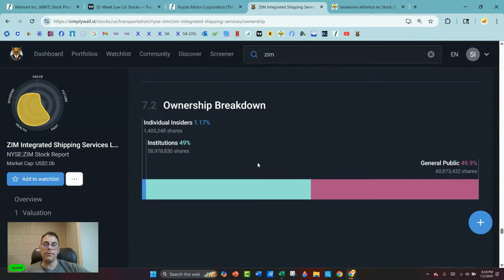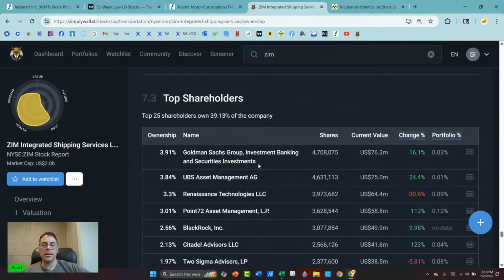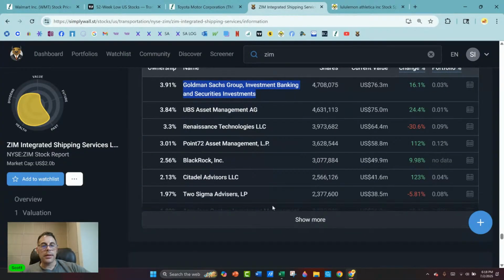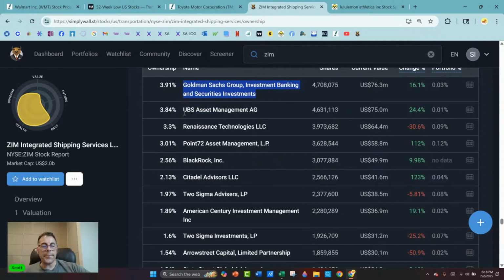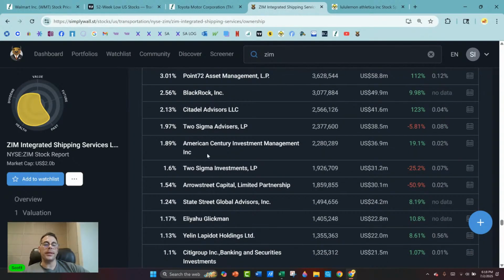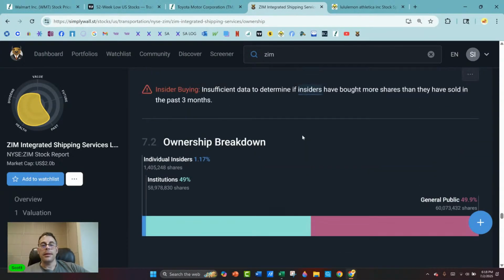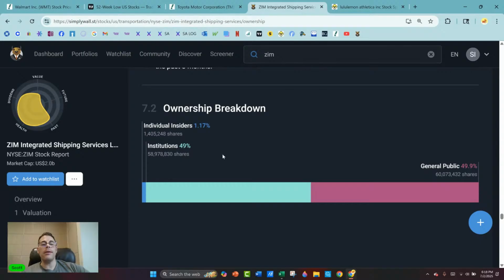But it gets a lot of views, those videos. Well, Goldman is the biggest shareholder. Huh. Who would have thought that, right? I always like to see who holds a stock, because if it's a big investment firm, that should give you a little more comfort. It's only half owned by institutions, but I've seen much lower.